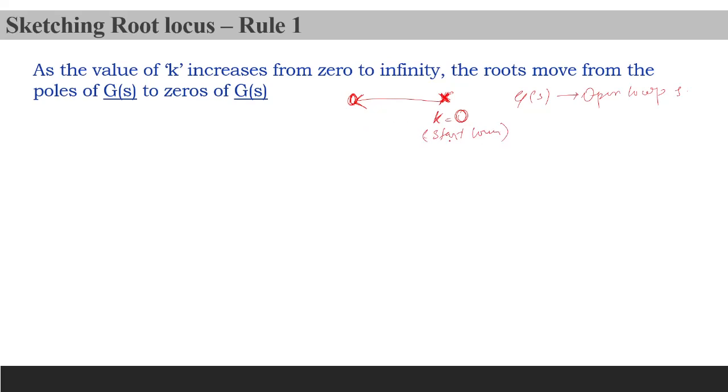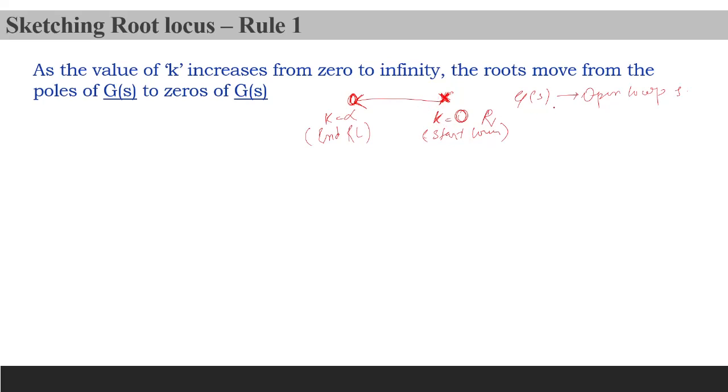So when we start the root locus, we start with the value k equals 0, and as we end the root locus, we have k equals infinity. At k equals infinity, the roots would be at the position of your zeros, and when you start a root locus, the value of k is 0, so the roots would be exactly where your poles are.